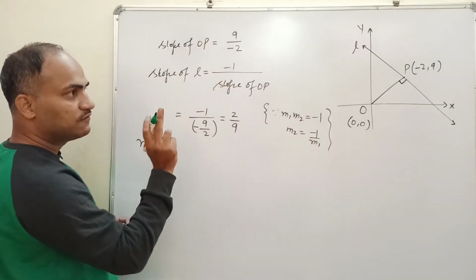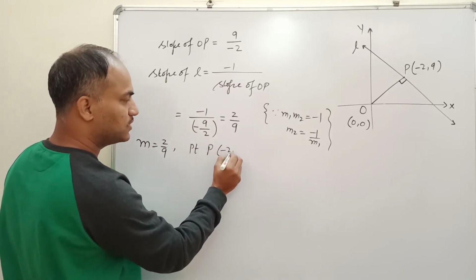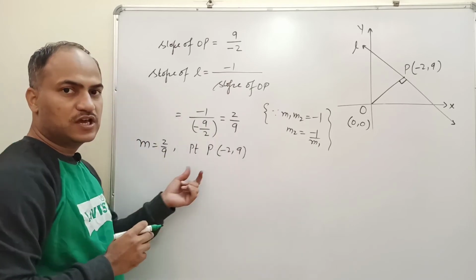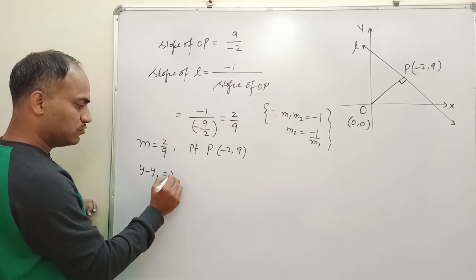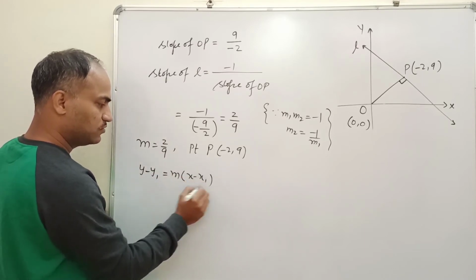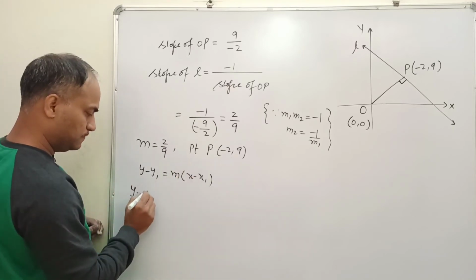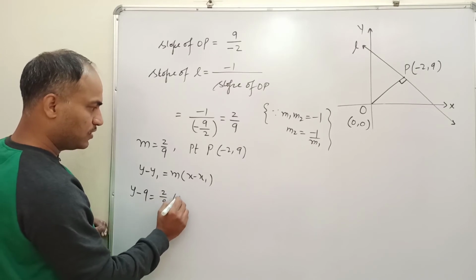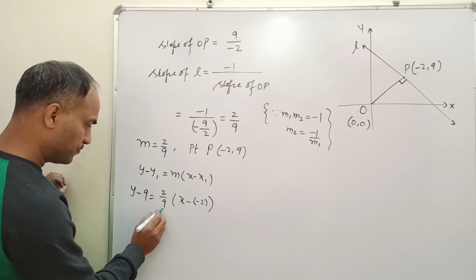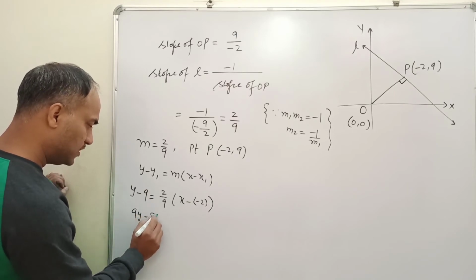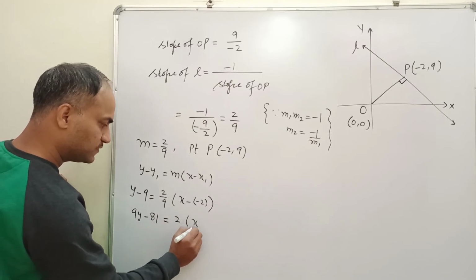Okay, and one point is also given, point P, coordinate -2, 9. So we can easily apply the formula now. Y minus y1 is equal to m into x minus x1. Okay, this gives us equation of line L, that y minus 9 is equal to 2 upon 9 into x minus -2. Okay, so this becomes 9 times y minus 9, 81, 2 will multiply inside, 2 times x plus 2.